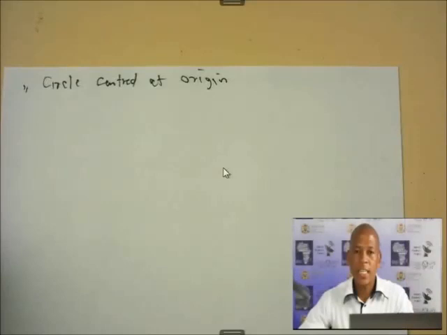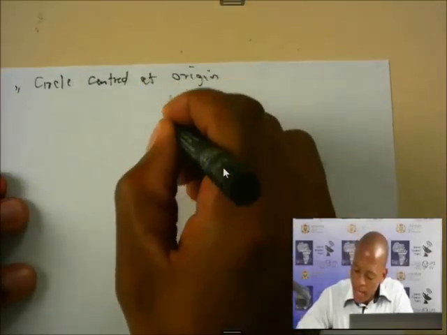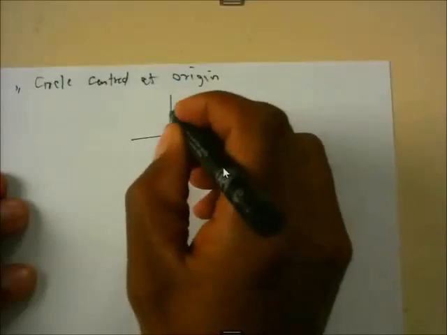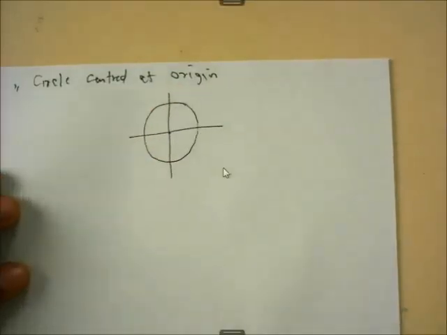Remember, we have two types of circle here: the one that is centered at origin and the other one that is centered at any point. Let us now start. When you look at this one here, we have the circle. This circle is centered at origin, right?